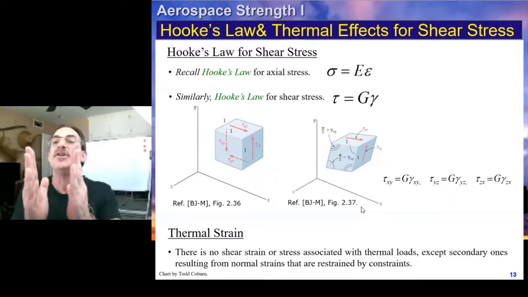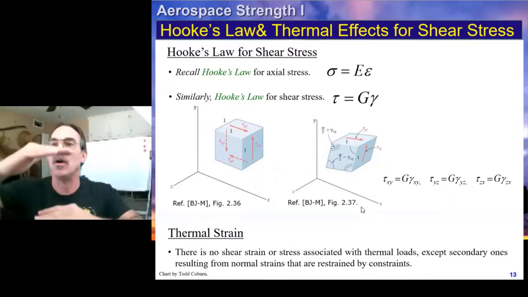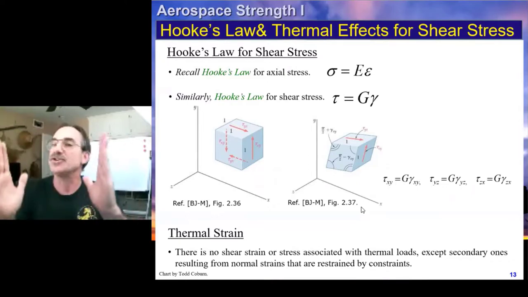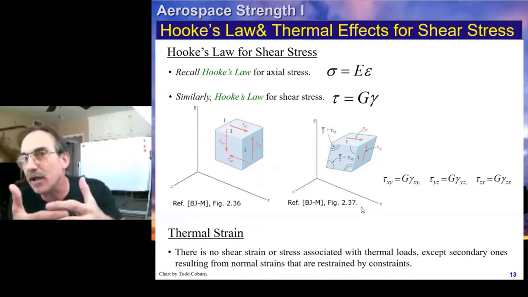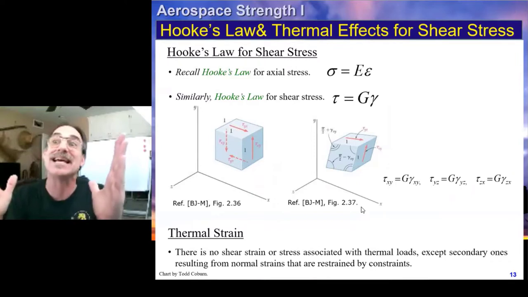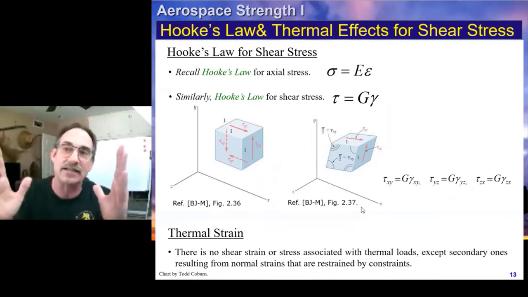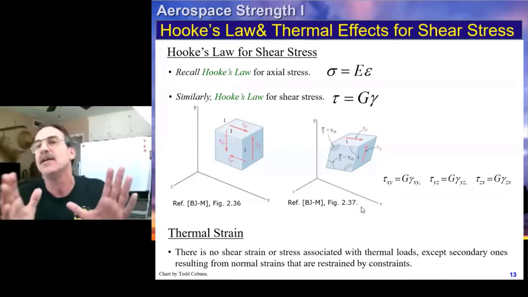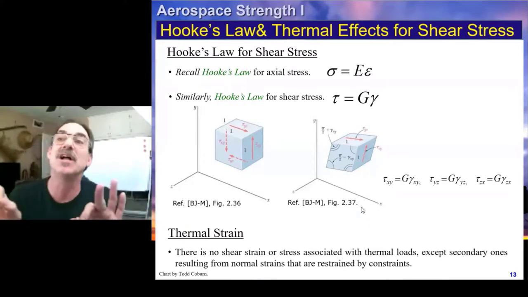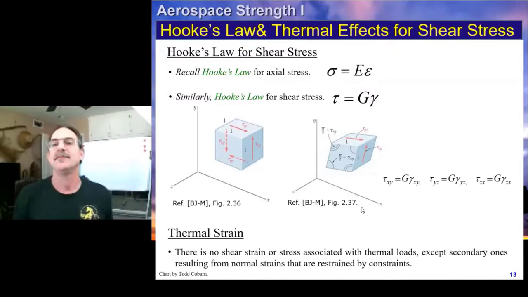Normal deflections are bigger, but there's no shear unless there's a discontinuity in the material or a constraint that doesn't allow it to move the way it wants in the axial direction, and that could end up inducing shear stresses. That's too complicated for us. We ain't gonna deal with that.